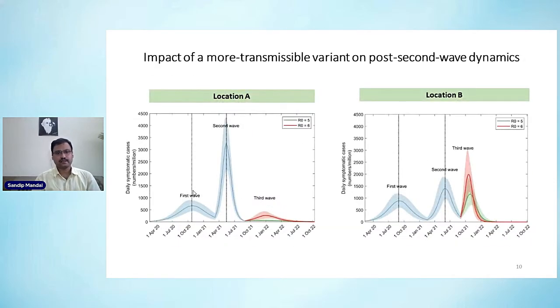Similarly, if one variant comes which has a higher R0 value, say R0 equal to 4, then we can see for location A there is no third wave, and for R0 equal to 5, there is no third wave. But for R0 equal to 6, there is a third wave, though the peak is not much higher. But for location B, we are seeing that the third wave would be much bigger than the second wave. That is also possible.